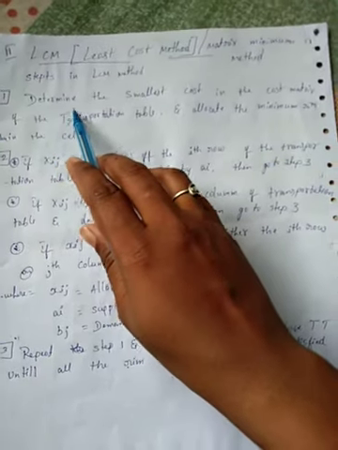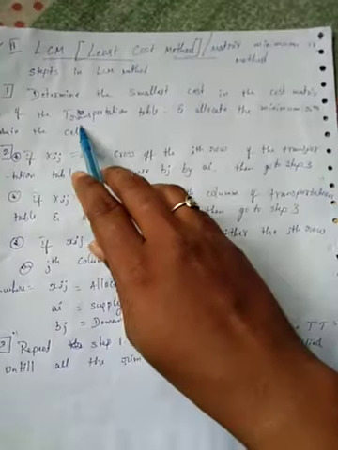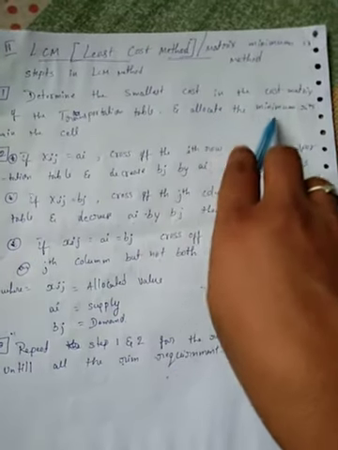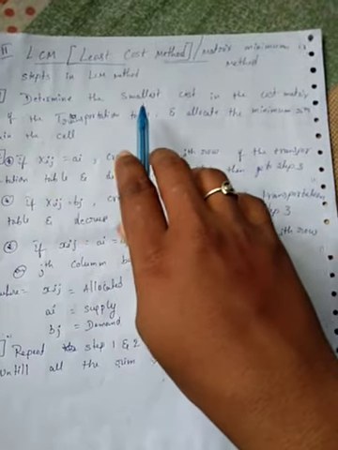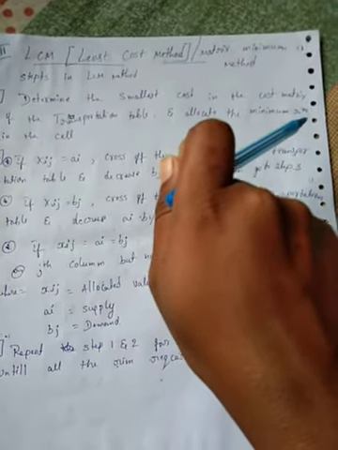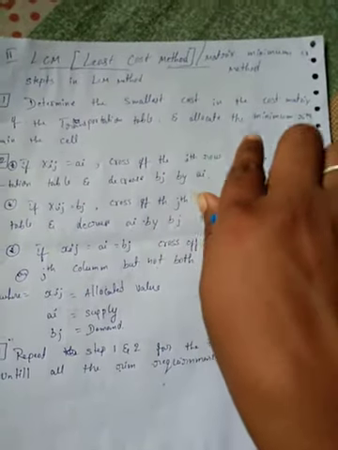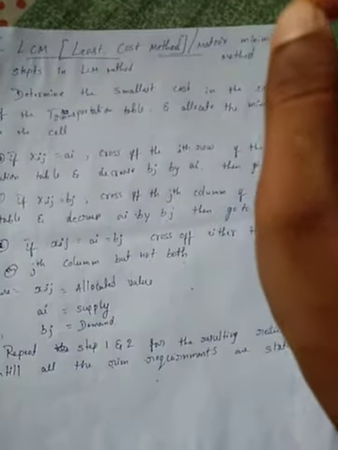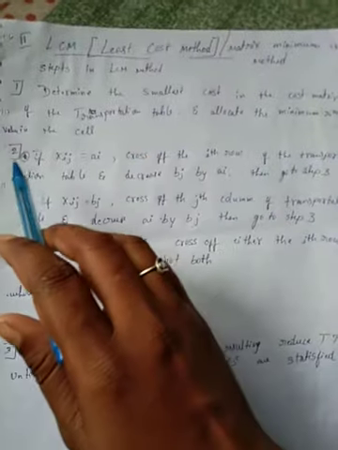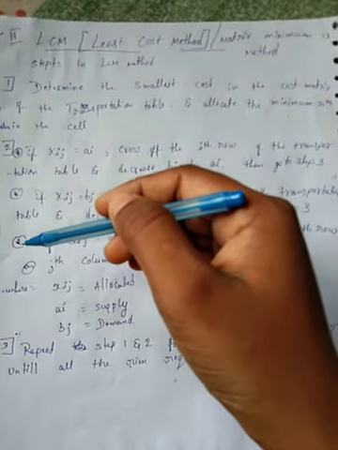Step number 1: determine the smallest cost in the cost matrix of the transportation table and allocate the minimum rim value in the cell. So first we determine the smallest cost, or least cost, in the whole transportation problem and allocate the minimum rim value to the least cost cell. And step number 2: there are three cases.